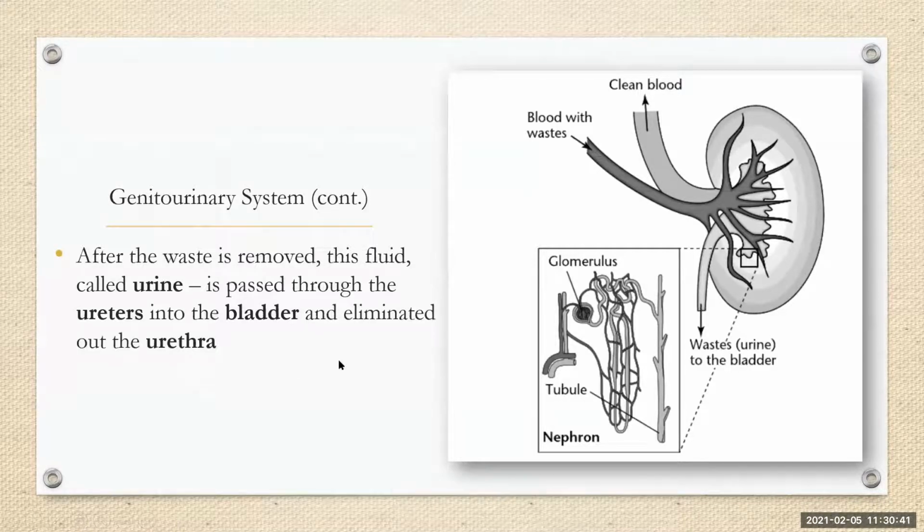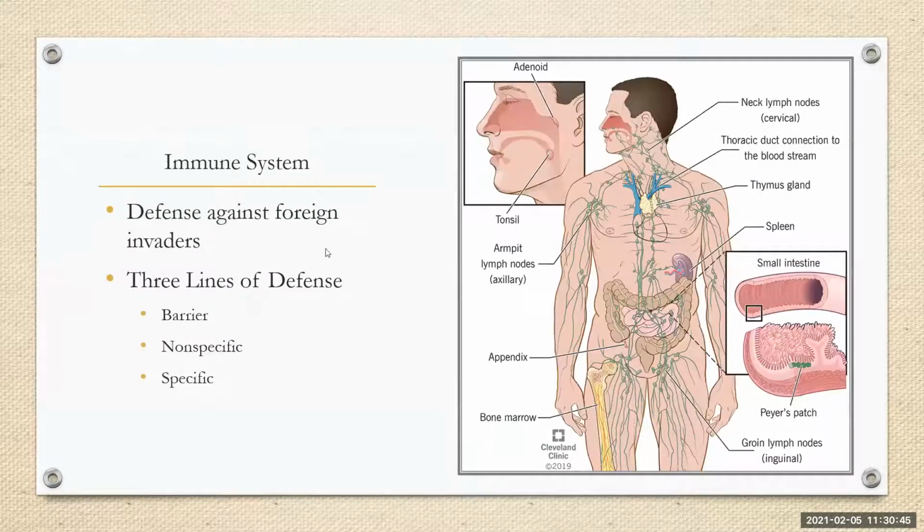Okay. Next, we're finally going to talk about the immune system. The immune system is your defense against foreign invaders. It's broken down into 3 lines of defense. The first line is pretty much a barrier. It's anything that prevents infection from even occurring. For instance, you have your skin, your earwax, mucus in your nose, stuff like that. It just prevents bad things from getting inside.